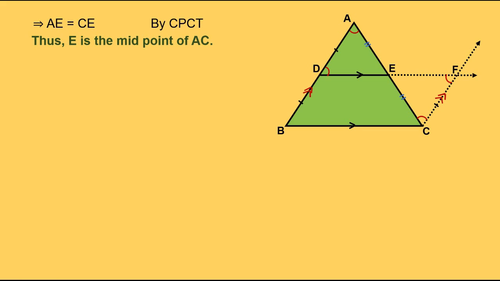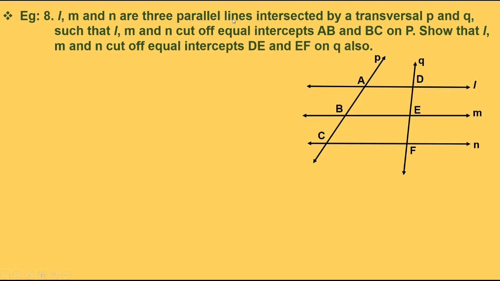Now let's solve some problems based on converse of midpoint theorem. First, example 8 problem. L, M and N are three parallel lines intersected by a transversal P and Q such that L, M and N cut off equal intercepts AB and BC on P. Show that L, M and N cut off equal intercepts DE and EF on Q also.